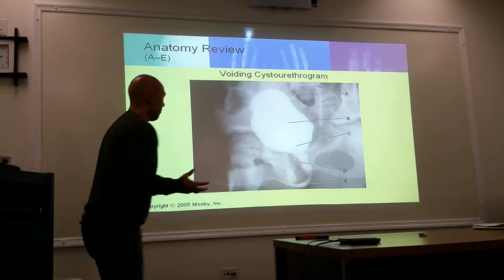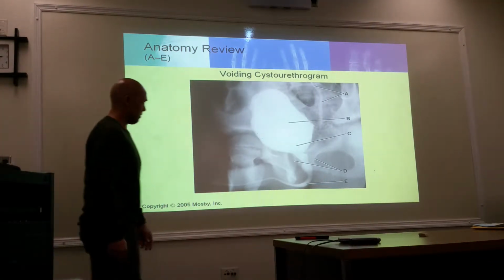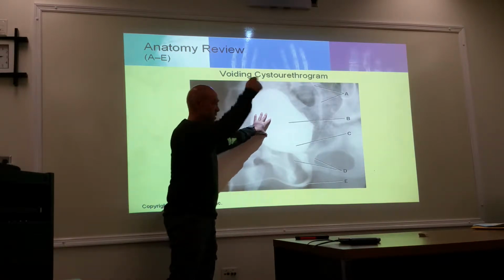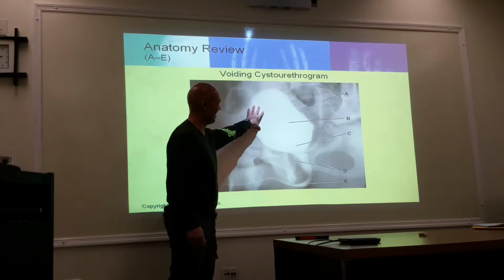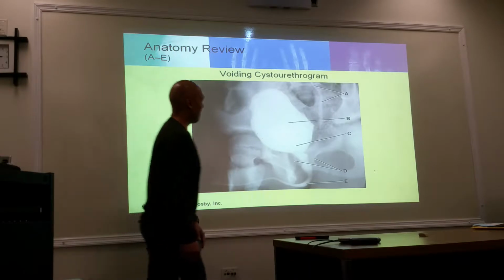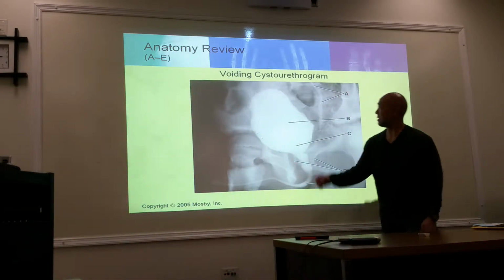This is an image of a voiding cystogram. What is this? Bladder? It's not a baby's rattle. So this is the bladder. This is the bladder, okay? So we're seeing the bladder over here. We've got this one vessel coming down.